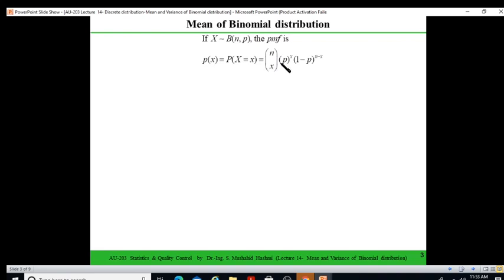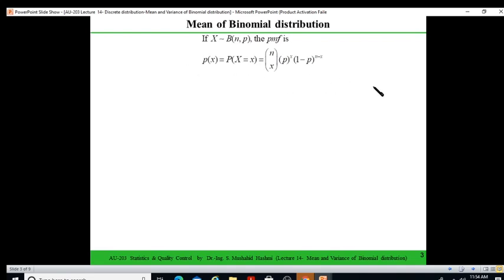For example, if X is 0 and n is 5, it is n combination x, multiplied by the probability of success to the power x, and this is how we can calculate the probability for capital X equal to small x, or a particular value of a random variable. And we will be able to calculate the probability for any value of x.